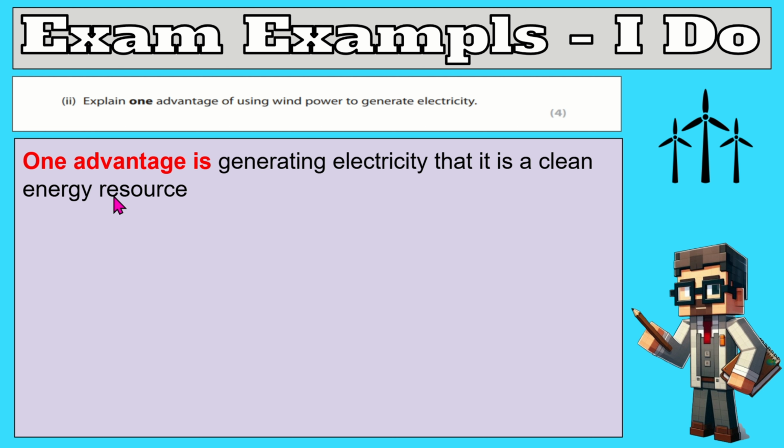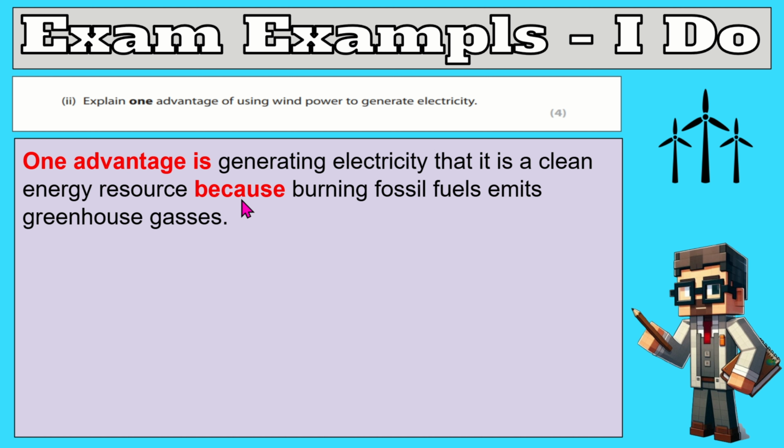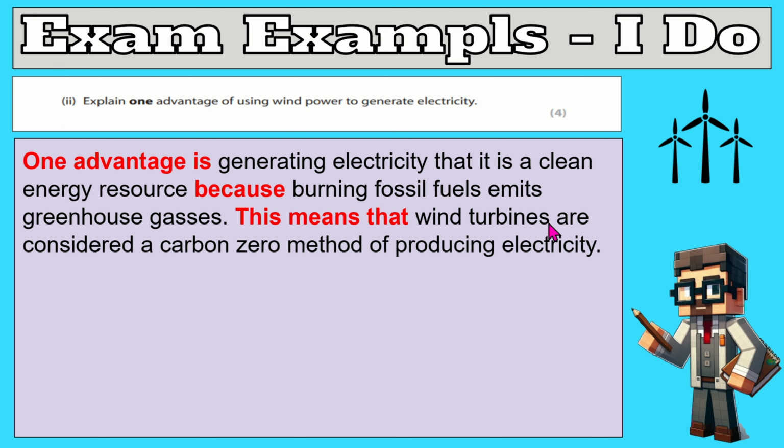So now I'm locked in. Because, so let's develop it, burning fossil fuels emits greenhouse gases. And this doesn't burn fossil fuels. So I'm going to get a second mark for saying fossil fuels emit greenhouse gases, and this doesn't do that. This means that wind turbines are considered a carbon zero method of producing electricity. Again, as an examiner, I'm seeing this means that. I'm seeing a nice bit of language here, wind turbines. But the thing that's really going to get the mark in this sentence here is carbon zero.